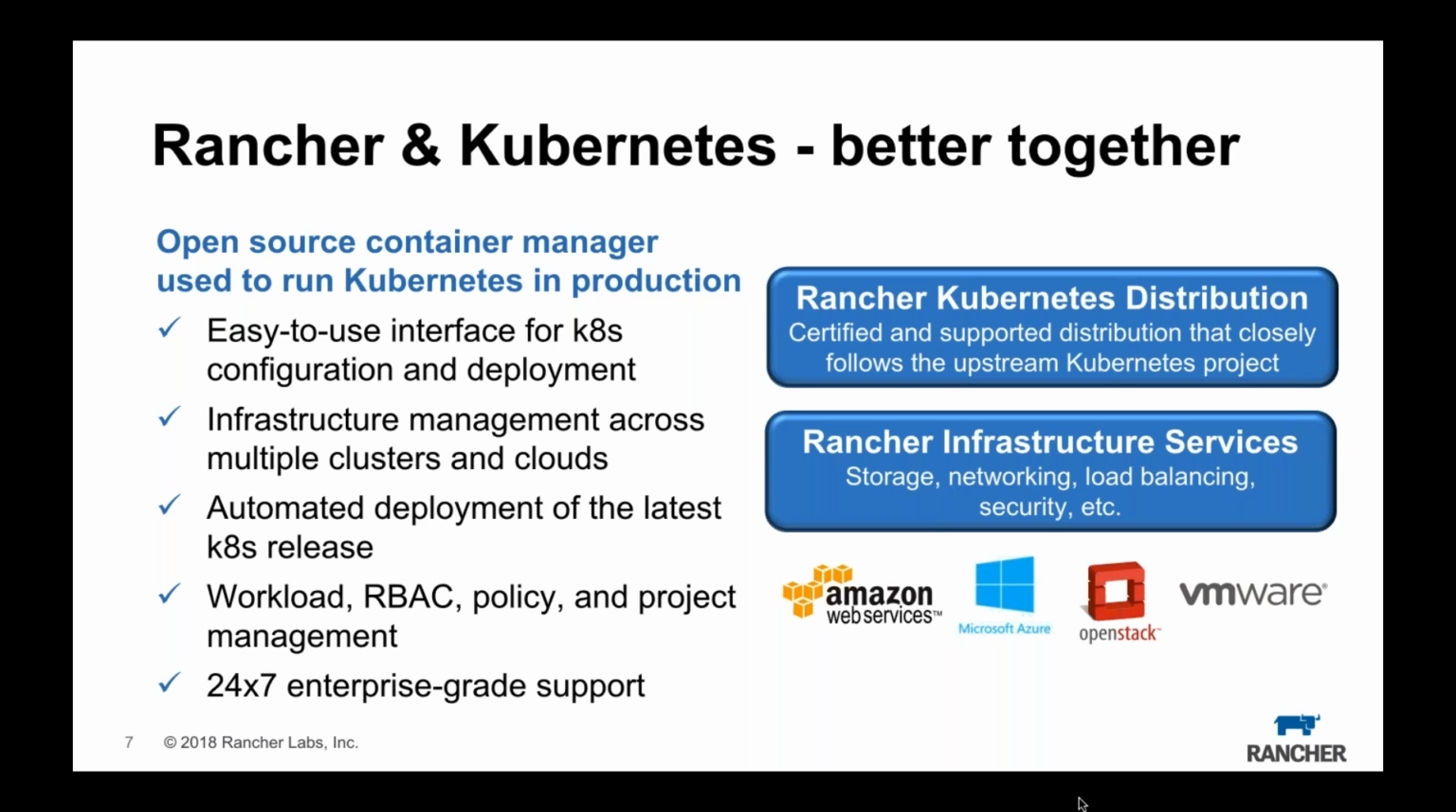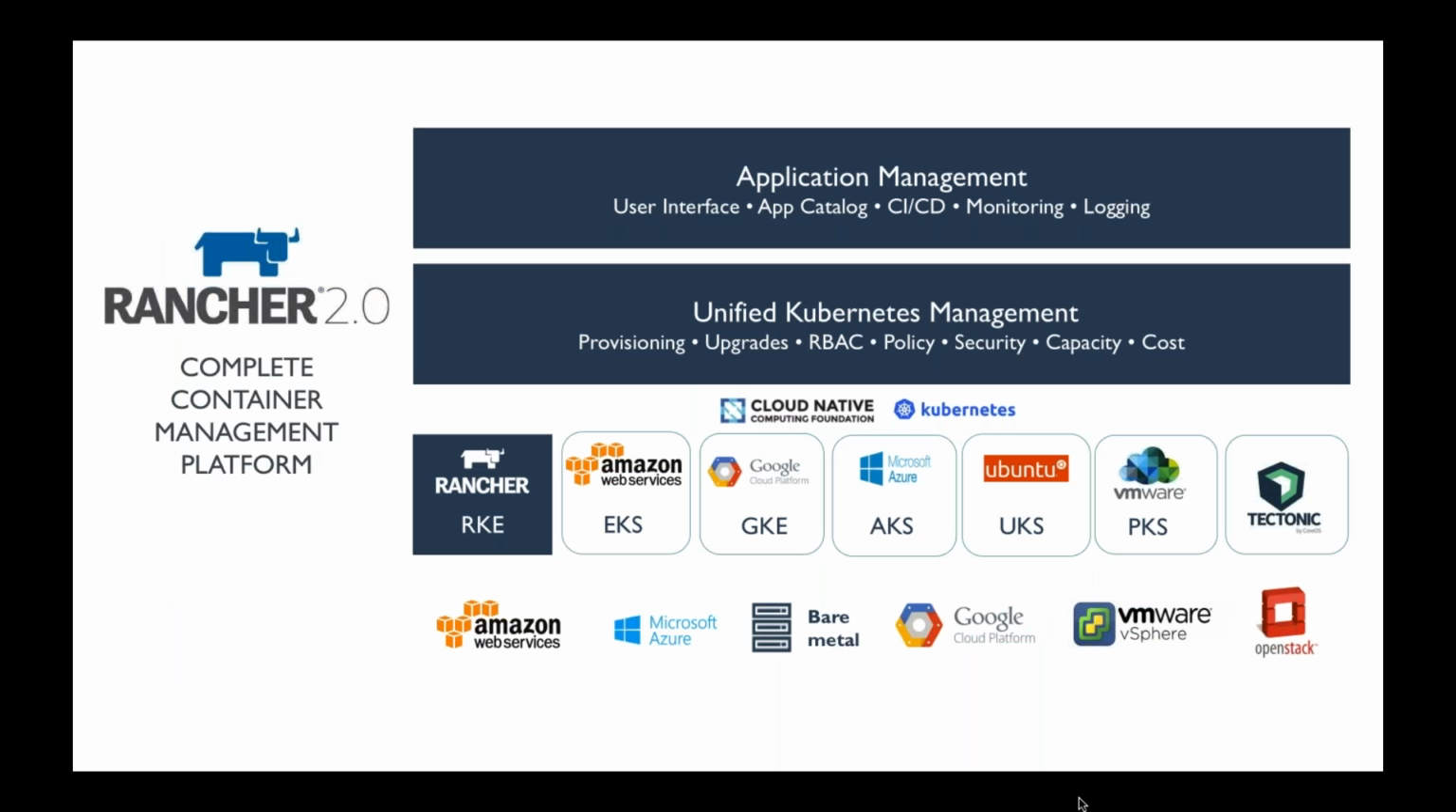Along with all these features, the key features of container orchestration like workload deployment, RBAC policies, and some extra features like project management, providing multi-tenancy, are also available with the Rancher 2.0 platform. On top of all this, there is 24/7 enterprise grade support that we offer. Now the product Rancher 2.0 itself is not different when it comes to enterprise versus open source. The product is the same, but if you want the support, we always offer the 24/7 enterprise support.